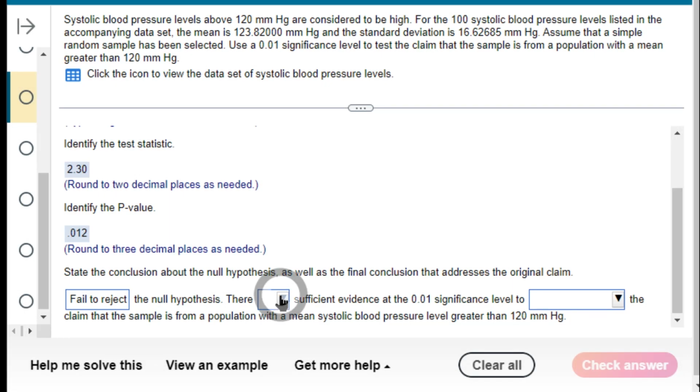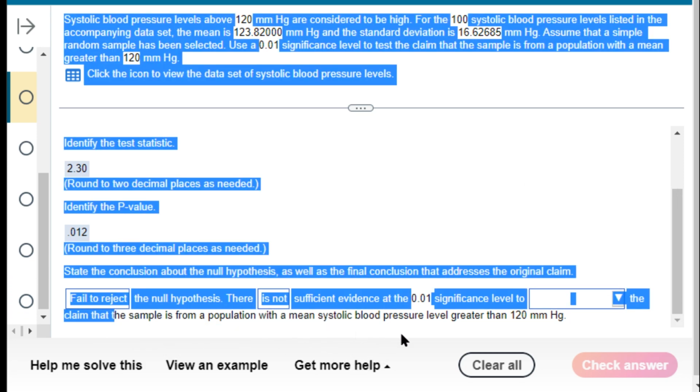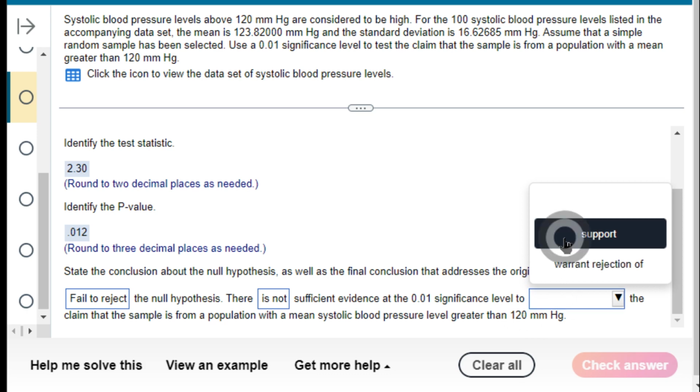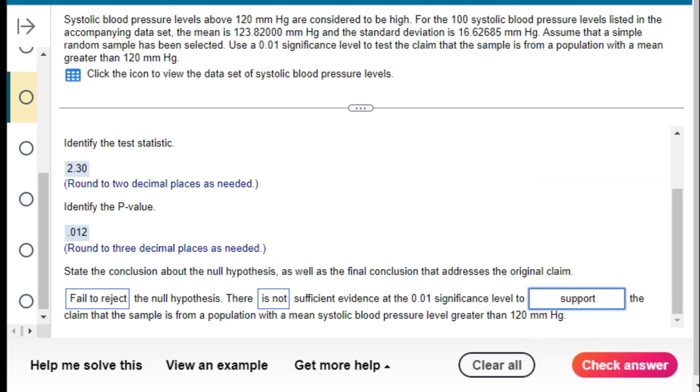So there is not sufficient evidence at this significance level to, and we got to read what they're talking about here. Do they talk to me about the initial or the alternate? Well, here, this is the alternate hypothesis. Blood pressure level greater than 120, that's the alternate. We do not have enough evidence to support the alternate.